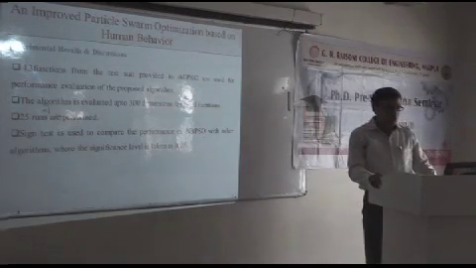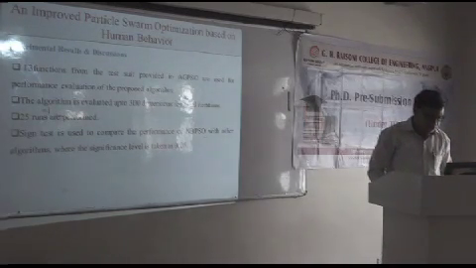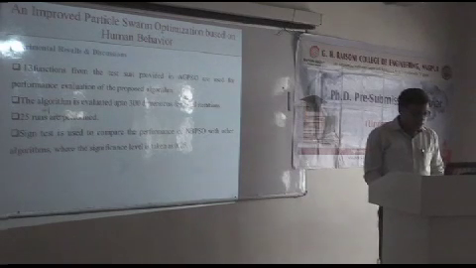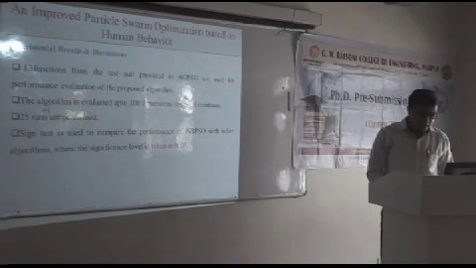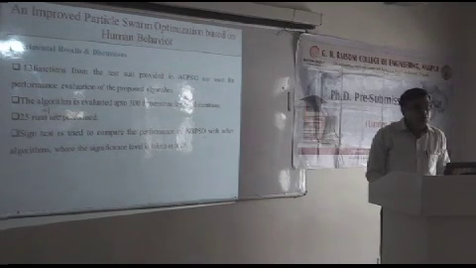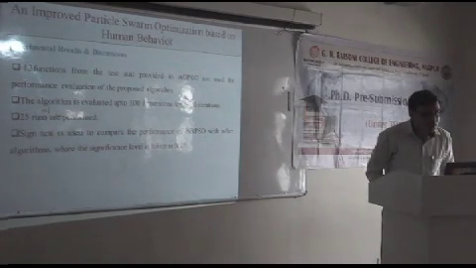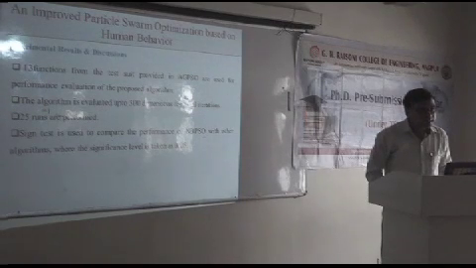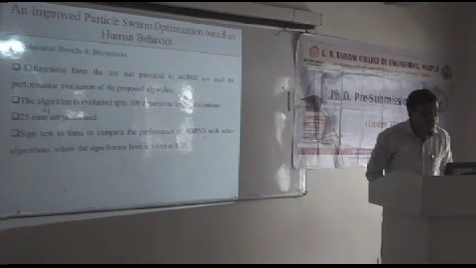13 functions from the test suite provided in AGPSO are used for performance evaluation of the proposed algorithm. The algorithm is evaluated up to 300 dimensions for 5,000 iterations. The full form of AGPSO is Autonomous Group Particle Swarm Optimization. Where was this paper published? It is available in the Journal of Science and Engineering, a Springer publication.